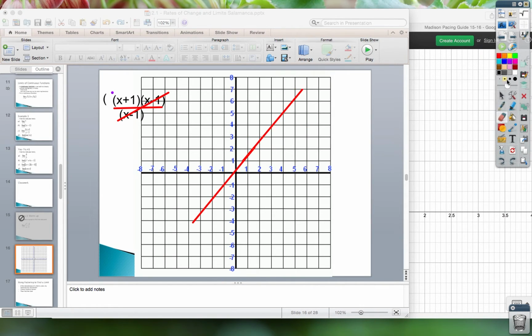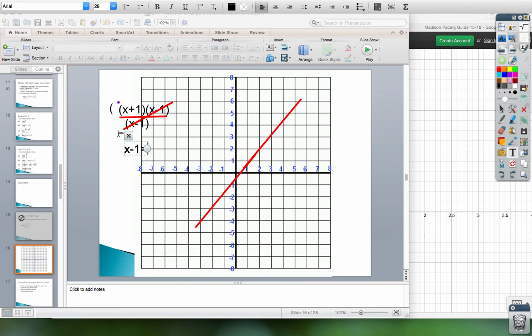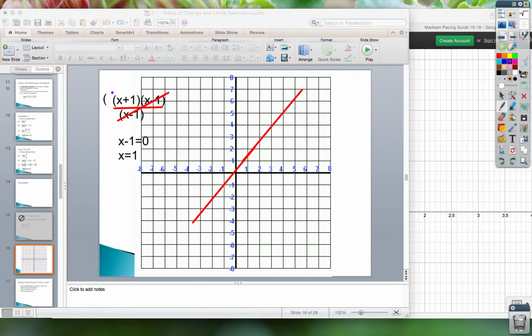So what that does is at x equal to 1, so if we solve x minus 1 equal to 0, we get x equals 1. That means at that value for 1, we get a hole. So at this particular spot, we have a hole. So it's a continuous line, continuous line, continuous line, and then once we get to that 1, there's a hole, and then it continues on.